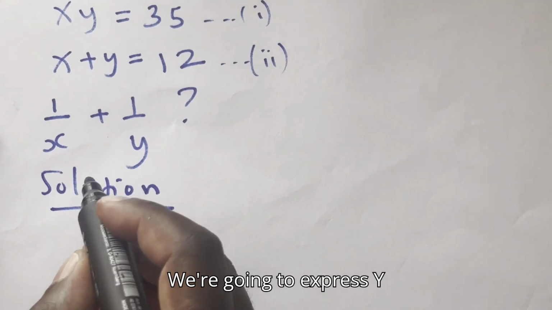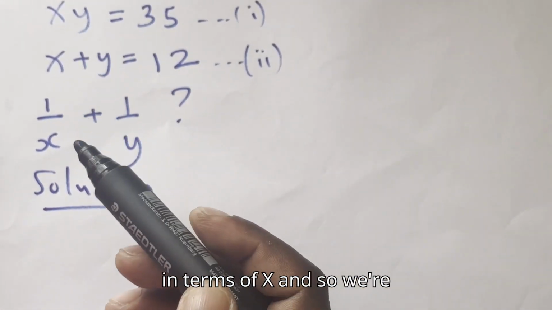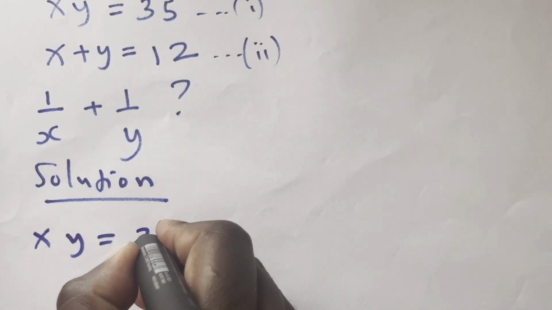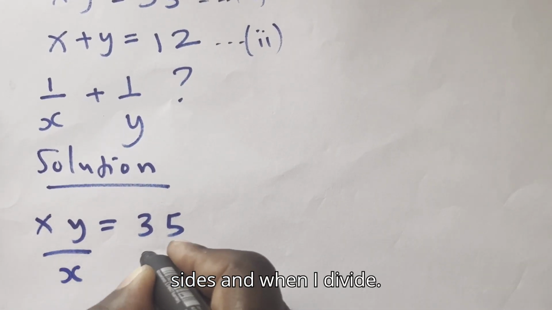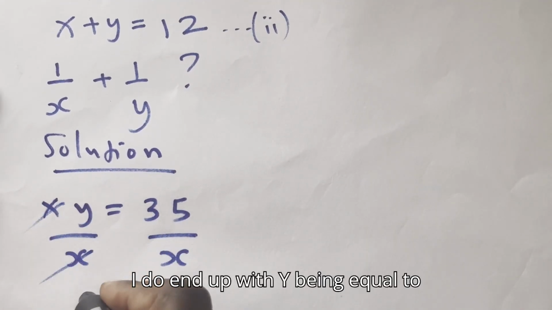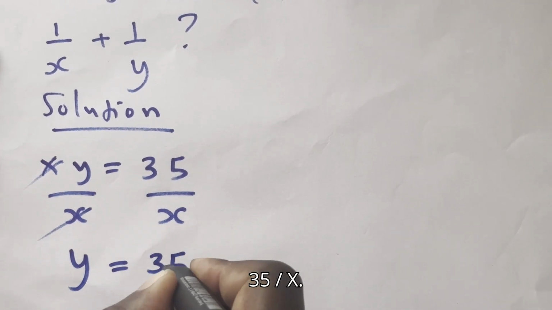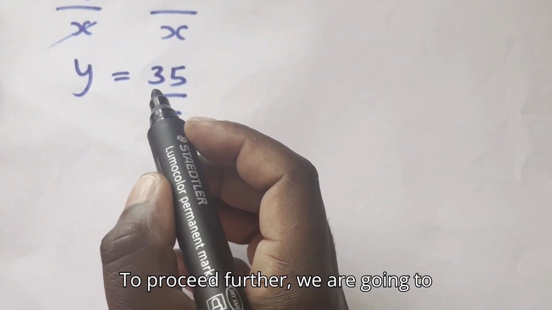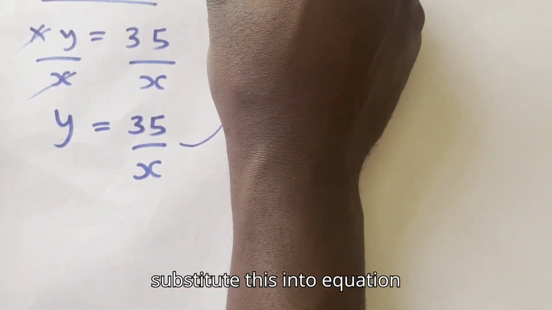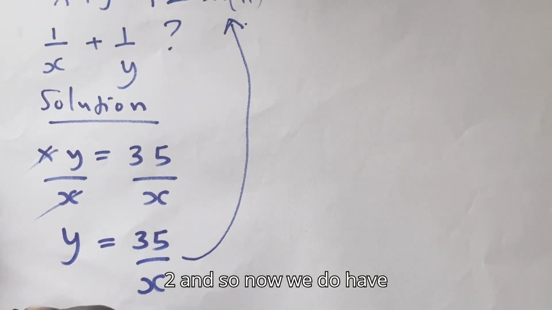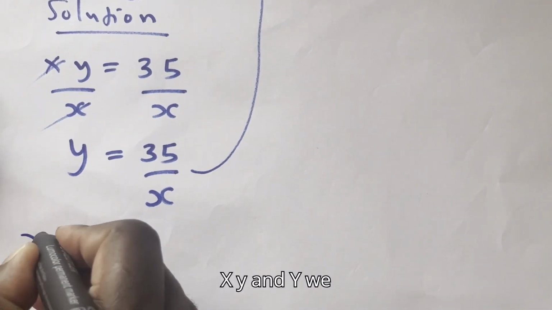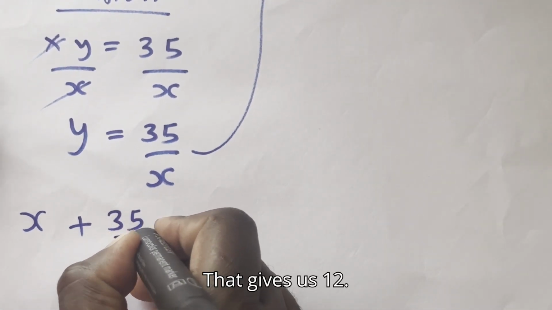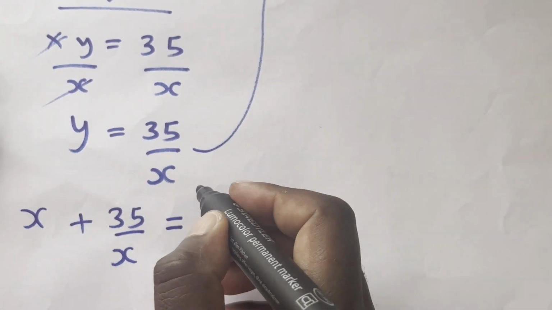We're going to express y in terms of x, and so we're going to have to divide by x on both sides. And when I divide, I do end up with y being equal to 35 over x. To proceed further, we're going to substitute this into equation 2. And so now we do have x plus y, and y we've said is 35 over x. And that gives us 12.